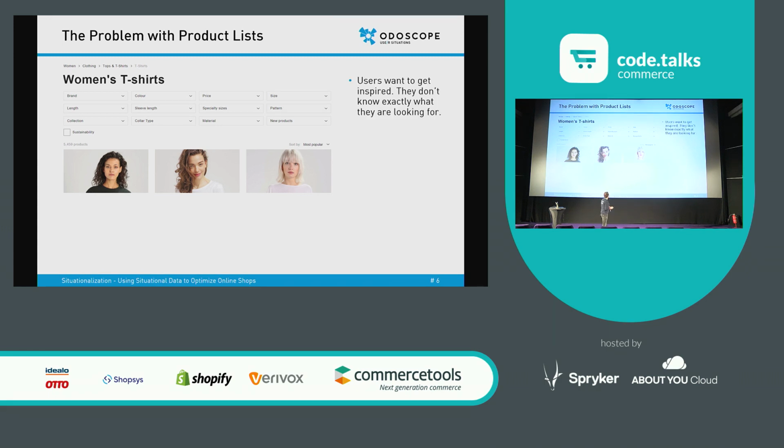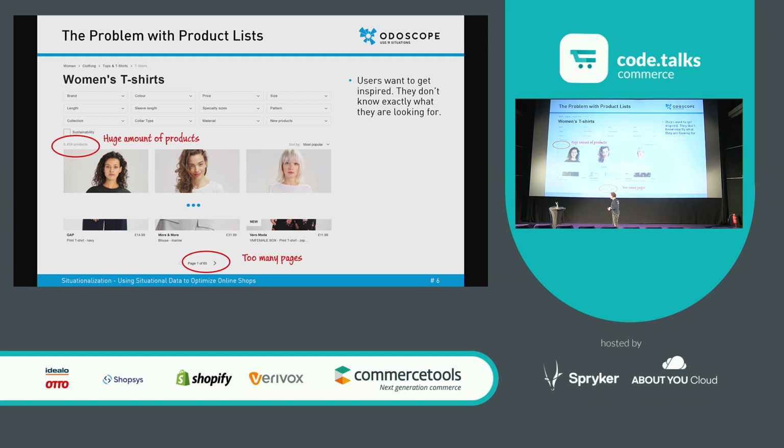First of all, I want to be inspired, but they are very huge. Usually these product lists have hundreds or thousands of products. In this case, they have 5,400 t-shirts in the list. And even more, if you scroll down, it's listed on 65 pages.